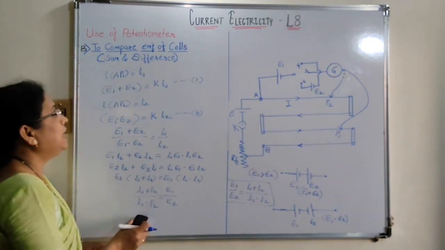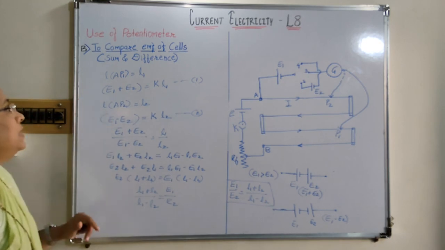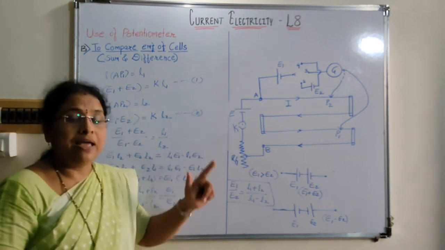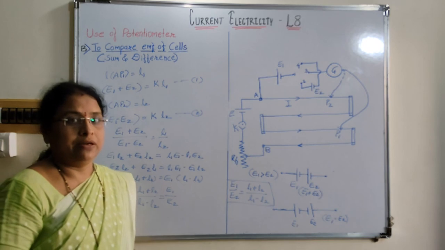So this is the use of potentiometer, comparison of EMF of two cells by sum and difference method. Thank you.